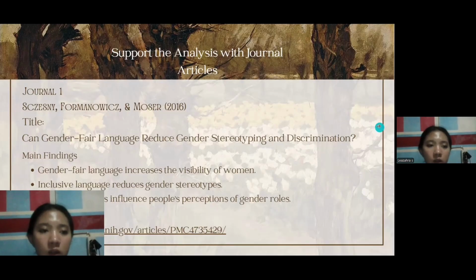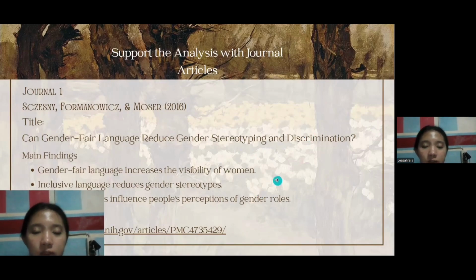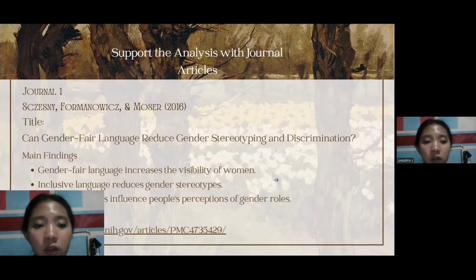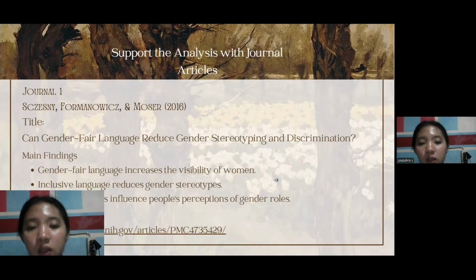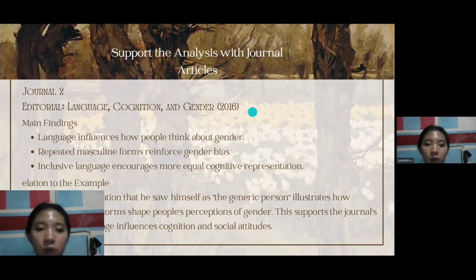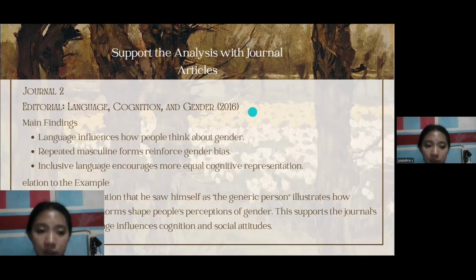For the analysis with journal articles, number 1 is Sex Roles (Music and Motion?). The title is Can Gender-Fair Language Reduce Gender Stereotyping and Discrimination? Main findings: gender-fair language increases the visibility of women, reduces gender stereotypes, and linguistic choice influences people's perception of gender roles. Journal 2: Editorial, Language, Cognition and Gender. The main finding is that language influences how people think about gender. Repeated masculine forms reinforce gender bias, and inclusive language encourages more equal cognitive representation.